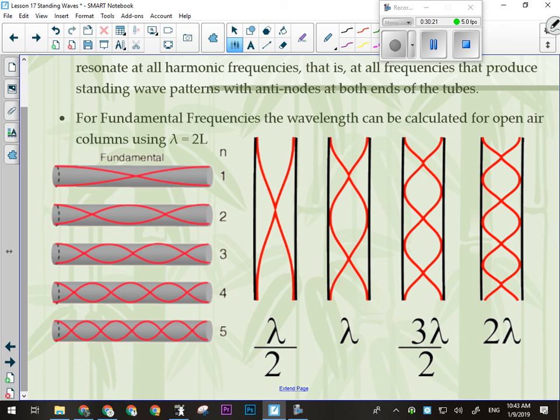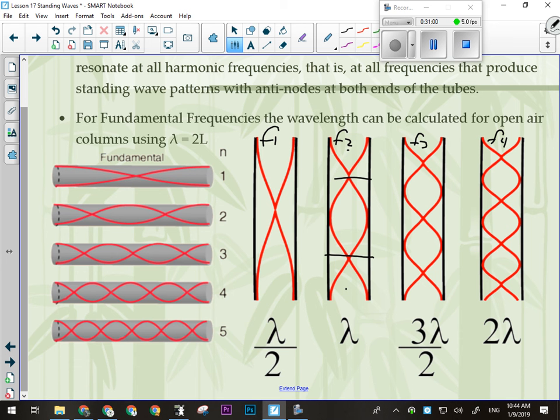The difference is that in an open air column, the first standing wave pattern has how much of a wave in it? Nope, half. This is half a wavelength, because this is a quarter. There's only half a wavelength in the tube right now. That's why it says lambda over a half. I was setting you up there. This one has a full wavelength. Here's a half a wavelength plus 1/4 plus 1/4. That's F2. So this would be F1, this would be F2, this would be F3, and this would be F4. Notice there's antinodes at all of them.